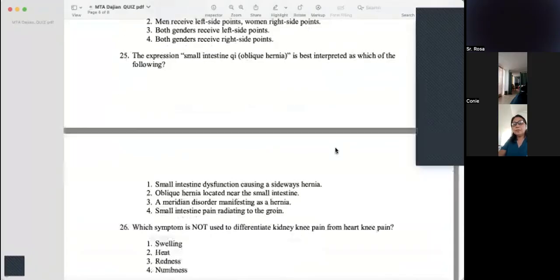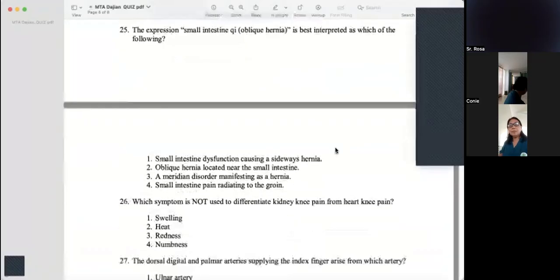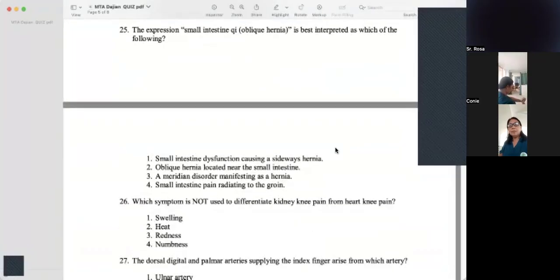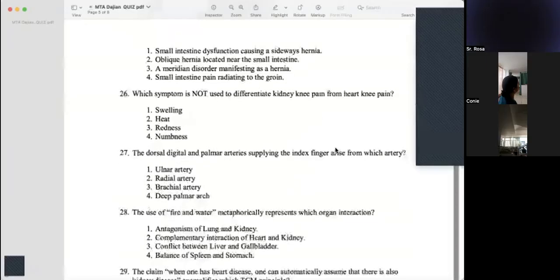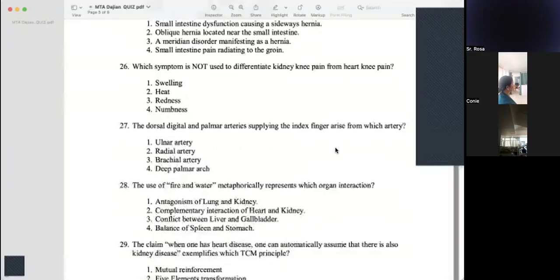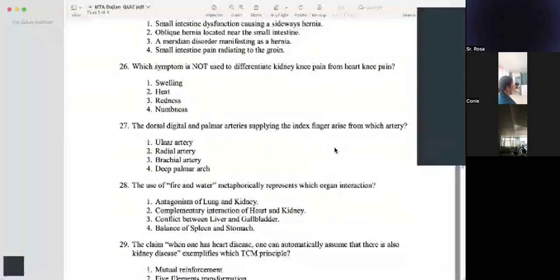The expression small intestine chi oblique hernia is best interpreted as which of the following? Number 3. Yeah, meridian disorder.